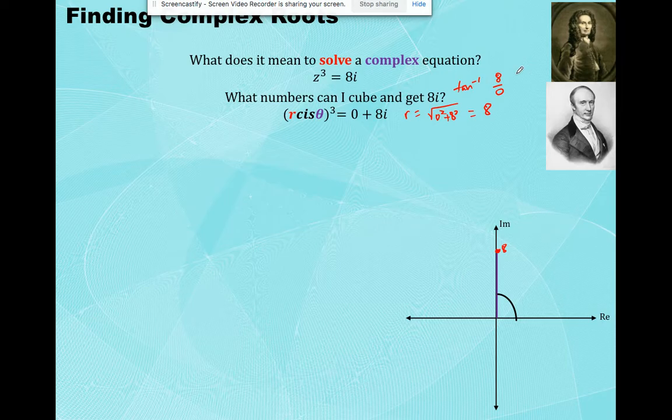But now I have to analyze 8 over 0. What does that mean? Who has a tangent of a number in the numerator that's not 0 and 0 in the denominator? That's a pi over 2 issue. When the 8 is positive, that's a pi over 2. If the 8 was negative, it would be 3 pi over 2, right?